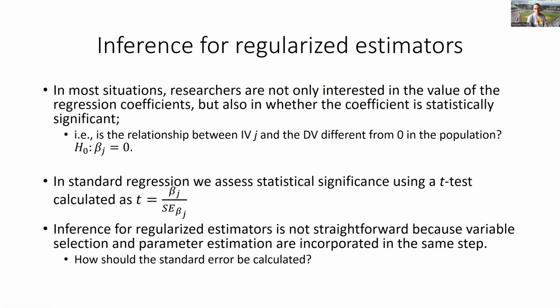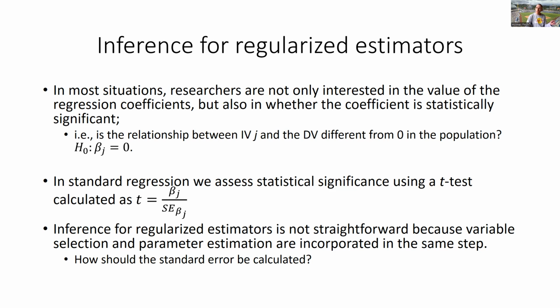So that's how it works in regression. Now, the problem is when we talk about regularized regression or these penalized models, we've got a little twist that we don't have with regular regression. And that twist is we have the extra step of variable selection.